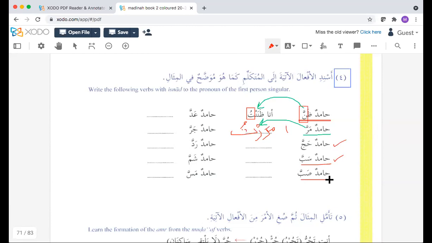أنا سببت. Barakallahu feek. And what's the difference of meaning, brothers, between sabba with a sin and sabba with a sad? Anyone? We may have touched on it briefly previously. Does anyone know the answer to that? Or the sisters, you can also type the answers in the chat.